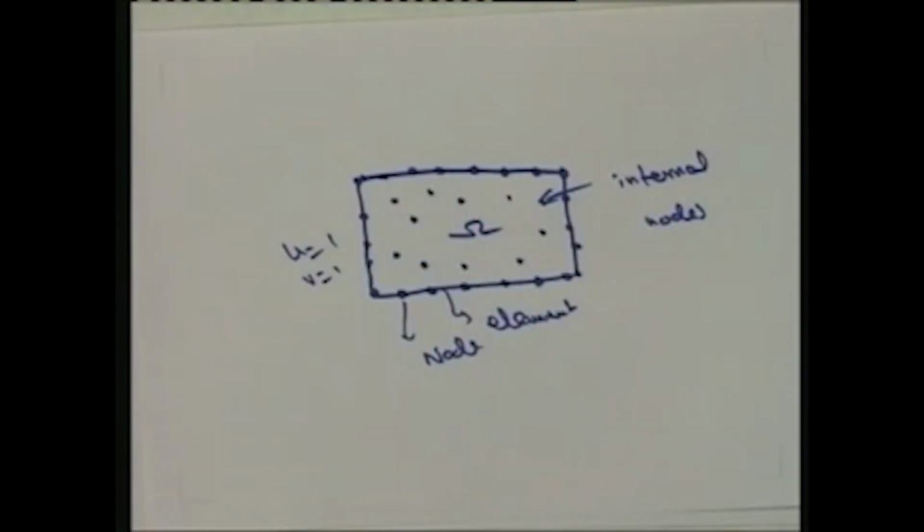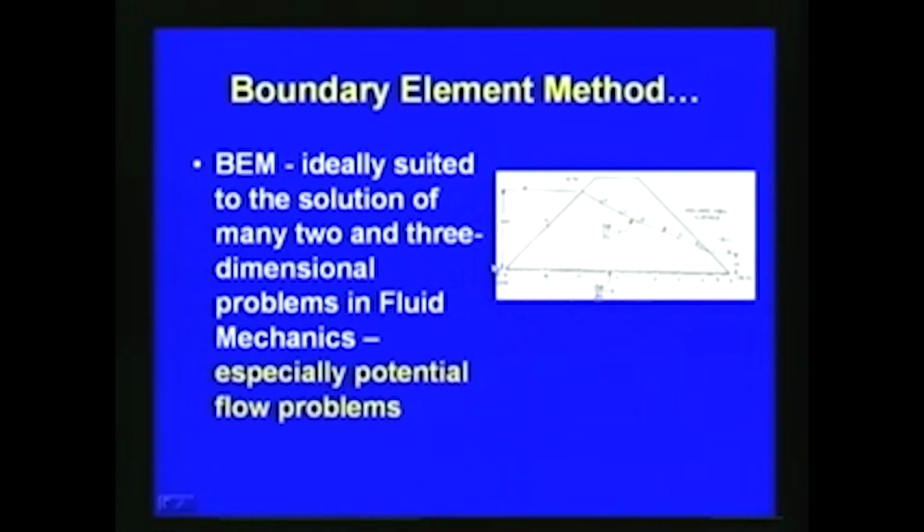As I mentioned, if you want to solve a flow through a dam, then we will be discretizing like this, and you can see the elements 1, 2, 3 like that. The elements and nodes we will put, and then we will try to solve. As far as fluid flow problems are concerned, BEM is ideally suited to the solution of many 2 and 3 dimensional problems, especially potential flow problems.